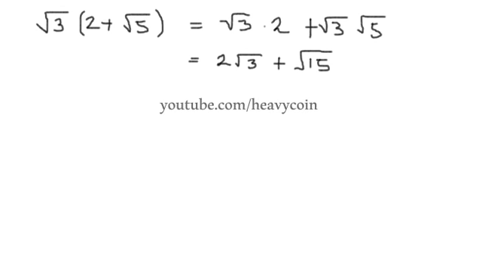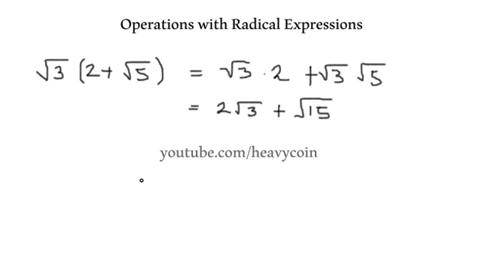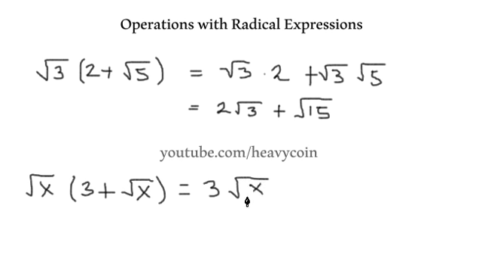So let's look at another one. What if I had the square root of x times 3 plus the square root of x? And what I'm going to do is multiply this across again. So this time I'm just going to write the 3 on this side. Alright, and then square root of x times the square root of x. So we can kind of simplify this down a little bit.